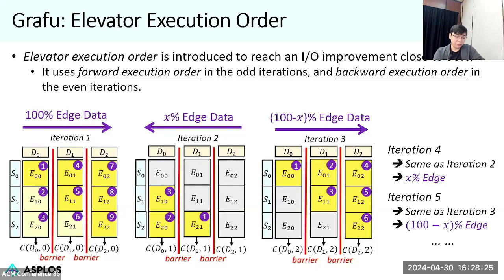And therefore, except for the first iteration, which will require 100% of the edge data, for the rest of the iterations we only need 50% of the edge data per iteration, because they require 100% edge data for every 2 iterations. So for 1 iteration, they only need around 50% of edge data on average.